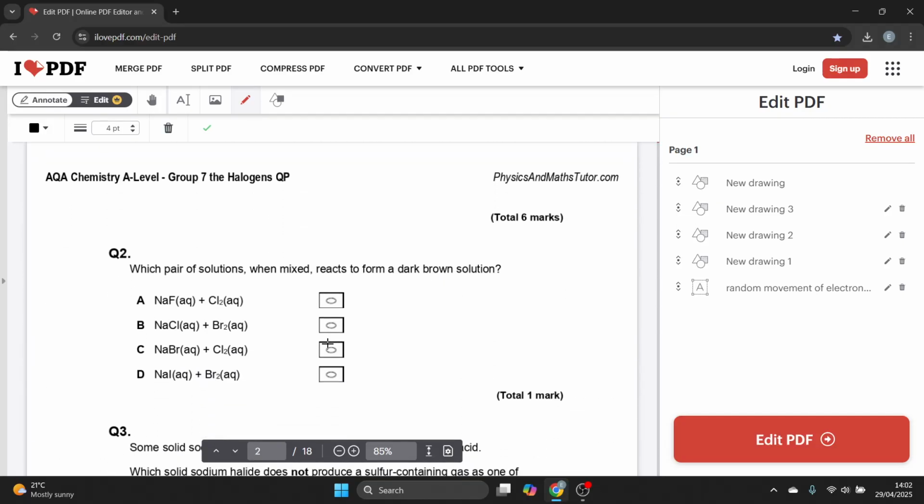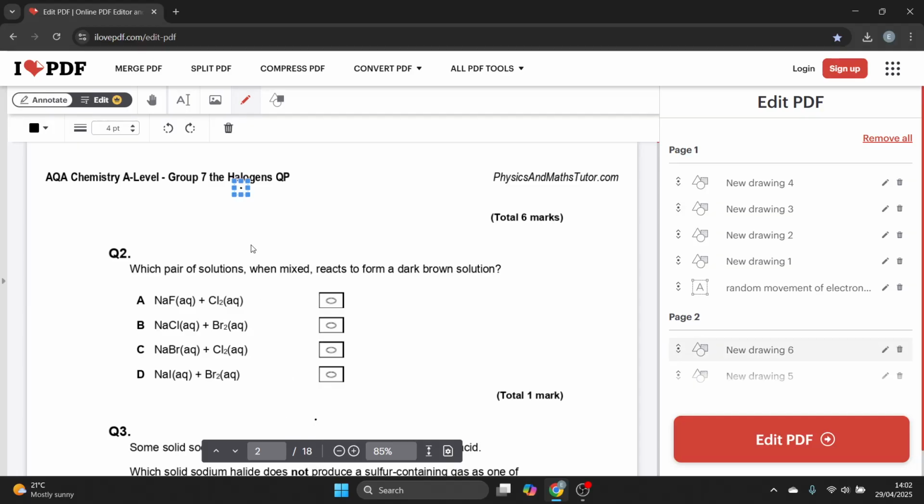Which pair of solutions when mixed reacts to form a dark brown solution? I see dark brown and I'm thinking of iodine, so D, because you can see the iodide there.